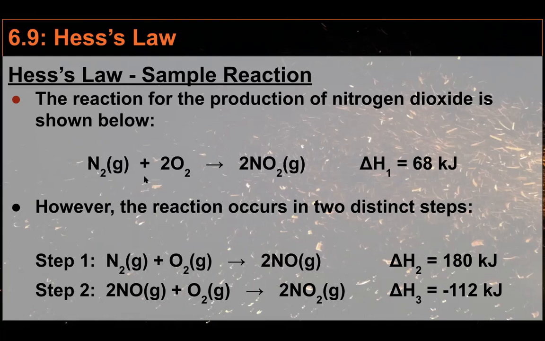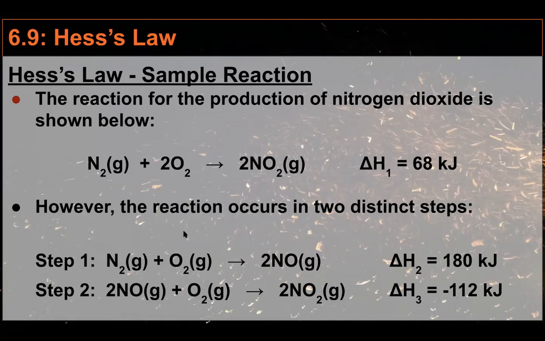But this reaction, this being the overall reaction, occurs in 2 steps. So we have step 1 and we have step 2. N2 plus O2 yields 2NO. 2NO plus O2 yields 2NO2. Each of these steps has its own change in enthalpy. This one for step 1 is 180 kilojoules. This one for step 2 is negative 112 kilojoules. So we have 2 different reactions here, one being positive, endothermic, and the other negative, exothermic.